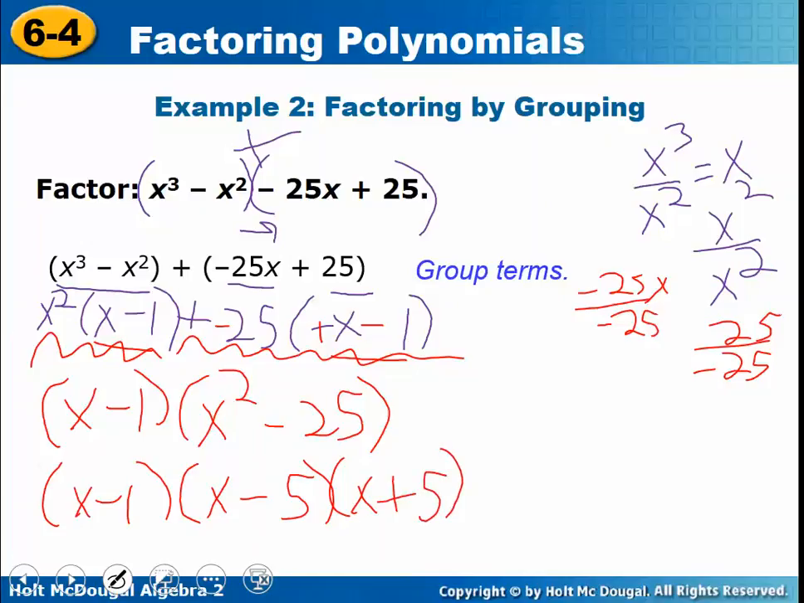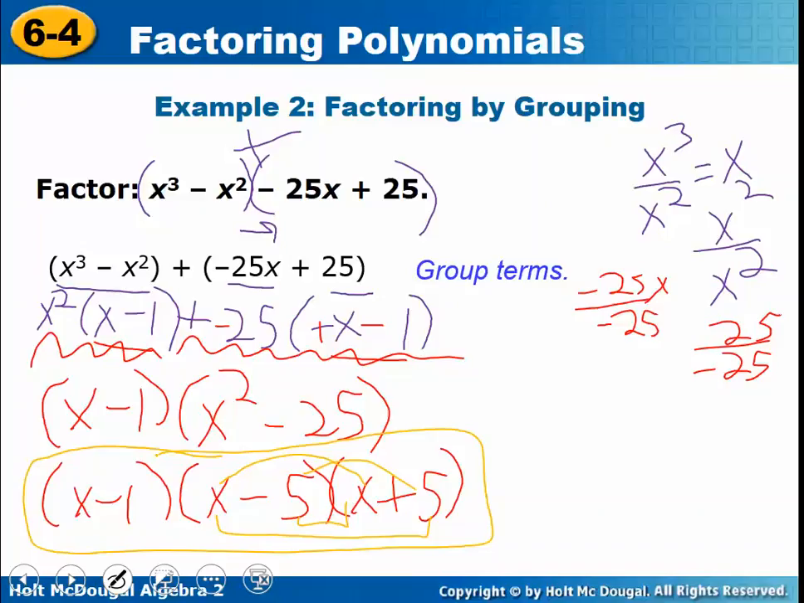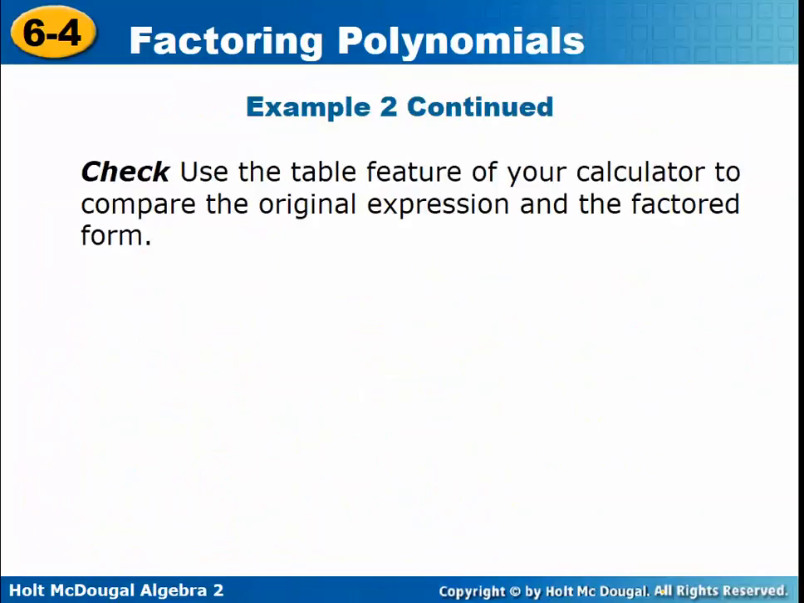Let's double check with FOIL. We would have x times x is x squared. Yep. This would be 5x, and this would be minus 5x, so we'd have no x term, just like we didn't. And then negative 5 times 5 is negative 25. So our final answer then, factoring by grouping, would be x minus 1 times x minus 5 times x plus 5. Now this was one of the more complicated ones, so let's look at some that are not as complicated.